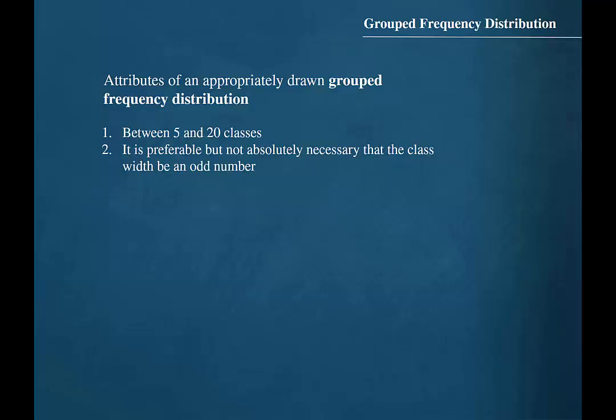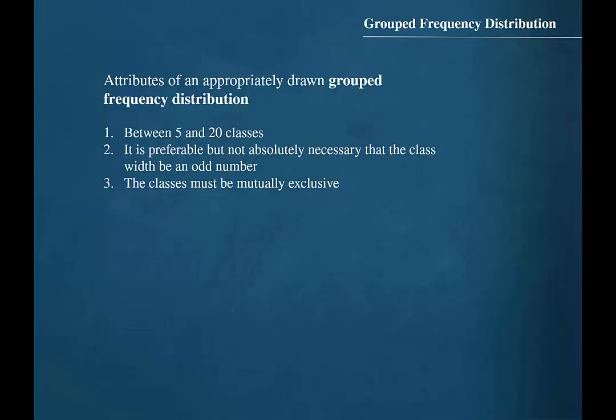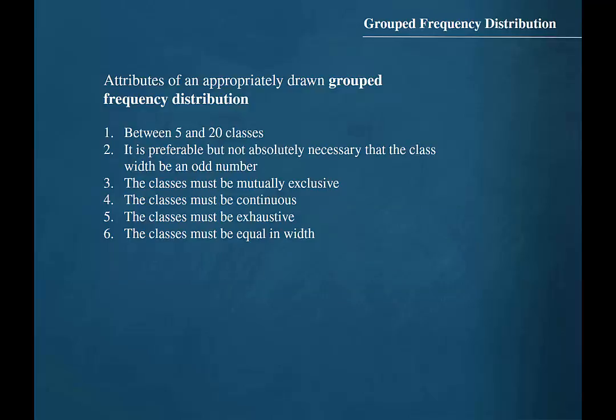2. It is preferable, but not absolutely necessary, that the class width be an odd number. 3. The classes must be mutually exclusive. 4. The classes must be continuous. 5. The classes must be exhaustive. And 6. The classes must be equal in width.